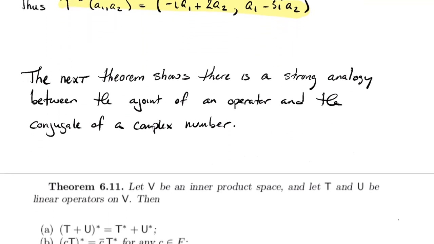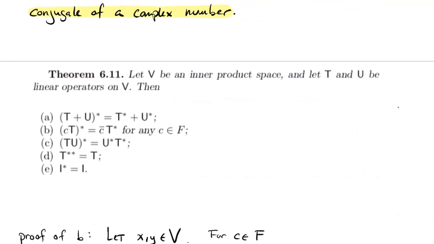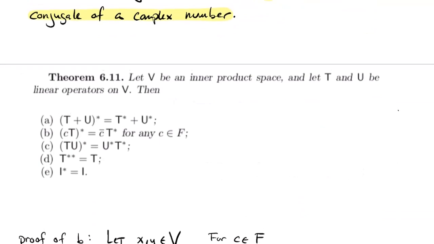Okay, so we're going to end here with a couple of theorems that show that there's a really strong analogy between the adjoint of an operator and the conjugate of a complex number. Namely, I'm not going to prove all parts of this theorem 6.11, but for each one of these, if you replace T and U with complex numbers and the star with the conjugate, the analogous formula holds. For example, the adjoint of a sum is the sum of the adjoints. The adjoint of a scalar multiple is the complex conjugate scalar multiple of the adjoint. The adjoint of a composition is the composition of the adjoints in the opposite order. The adjoint of the adjoint is the operator, and the adjoint of the identity map is itself.